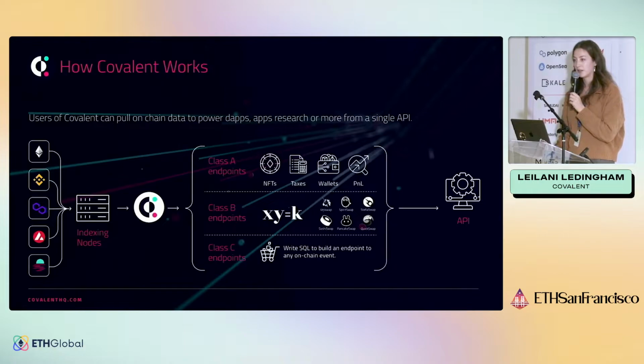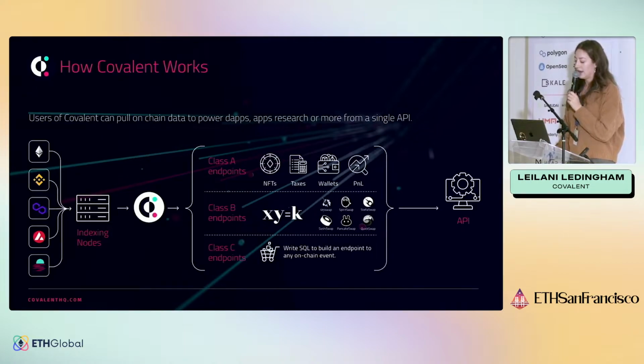So the most popular is class A endpoints. Those are basically just queries that you can make on any single chain that's supported. So questions like get token balances for this address. It returns all the balances for that address instead of querying it token by token. It allows you to do your taxes. You can pull NFT data.